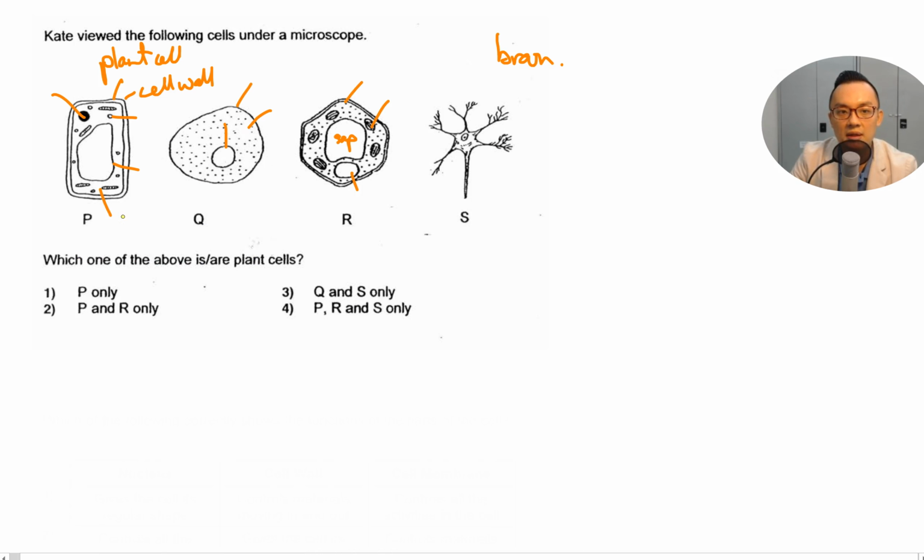So which ones are plant cells? It's actually P and R, because they have the cell wall that gives it its regular shape. So it's P and R, number 2.